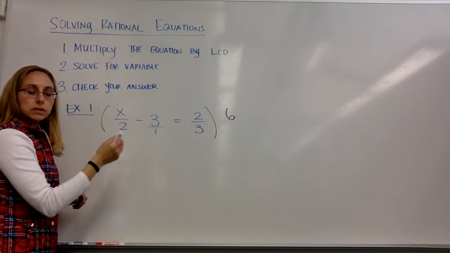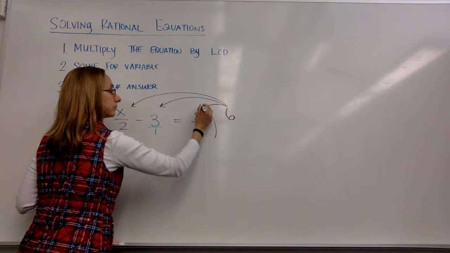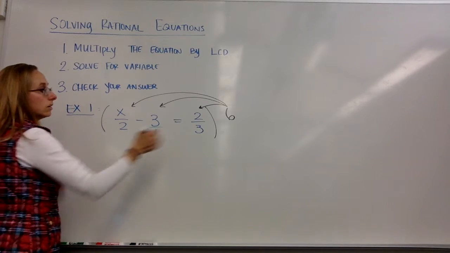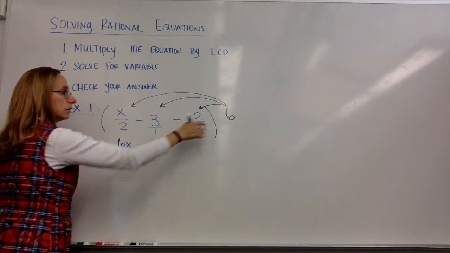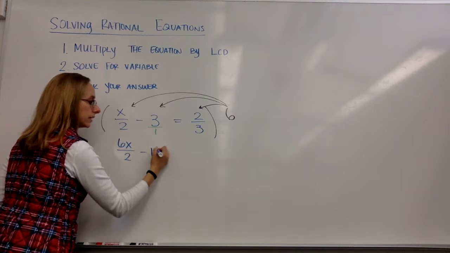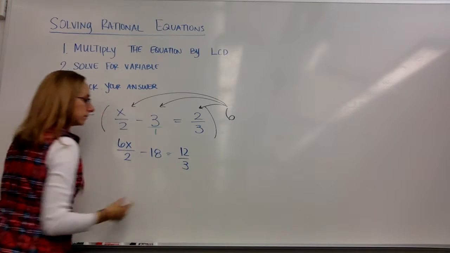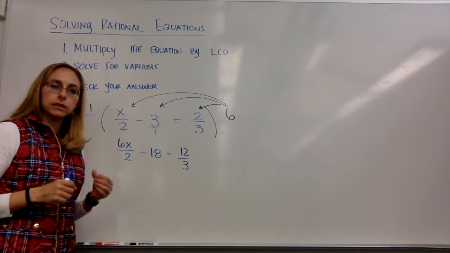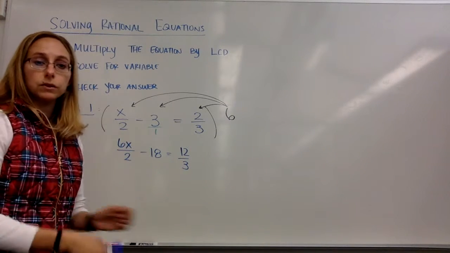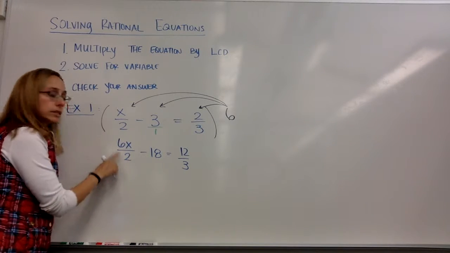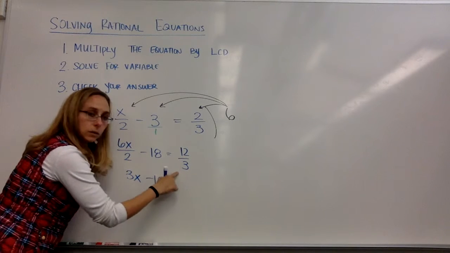When you do so, you want to distribute it to every term in your equation. Six times x is 6x divided by 2. 6 times minus 3 is minus 18. 6 times 2/3, so 6 times 2 is 12 over 3. The whole point in multiplying by the least common denominator is to cancel out the fractions. As you can see, our fractions are going to reduce, we're going to deal with whole numbers, and we can isolate x. So 6 divided by 2 becomes 3x, minus 18 is equal to 4.